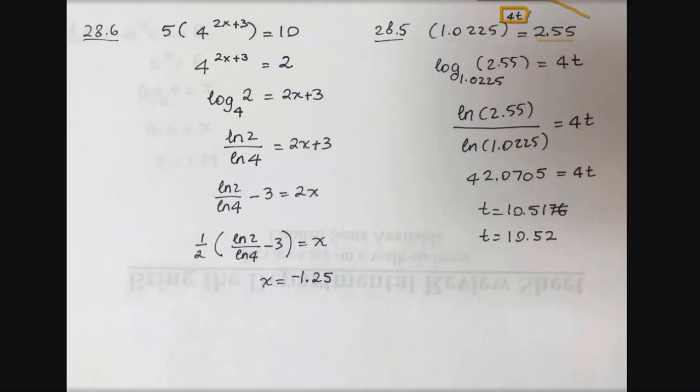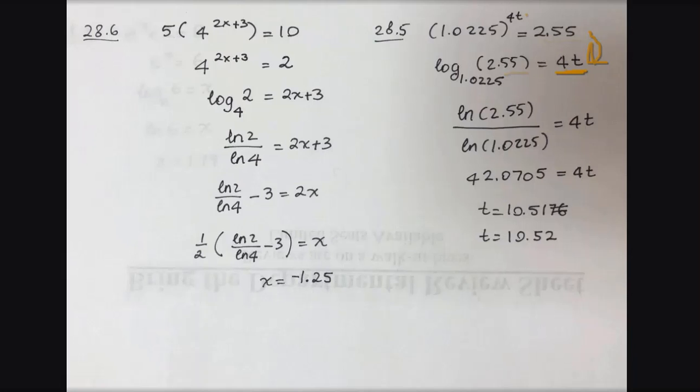To be able to find it, we will rewrite this equation. We will change it to logarithmic form. So we can say logarithm in base 1.0225 of the number 2.55 equals the exponent, which is 4 times t. So by rewriting it in the logarithmic form, we were able to isolate the exponential.